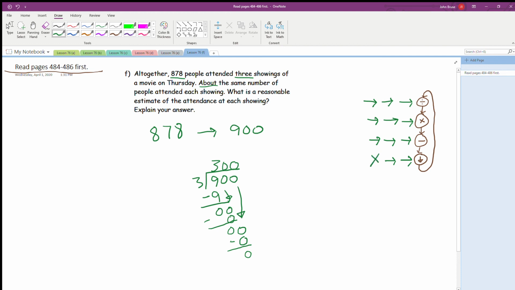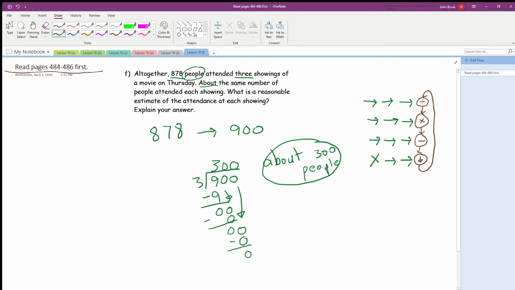Okay. Now it says, what is a reasonable estimate of the attendance at each showing? Well, I think, what's attending here? I think it's people, so we need to make sure we label this. So we're going to write about, because it's an estimate, 300 people. And we're going to circle our answer, all right?